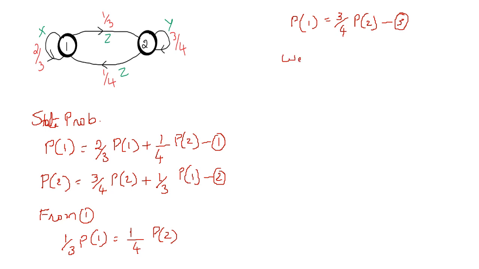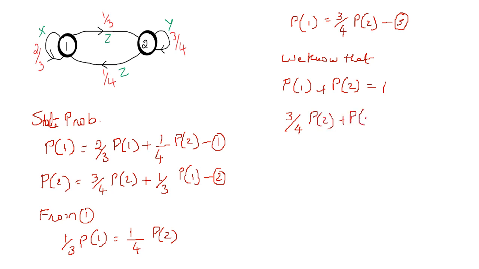Now we know that the summation of probabilities, P of 1 plus P of 2, should be equal to 1. So we substitute equation number 3 here. P of 1 is 3 by 4 times P of 2, plus P of 2, will be equal to 1. After simplification we get P of 2 equal to 4 by 7. So this is the state probability for state 2.